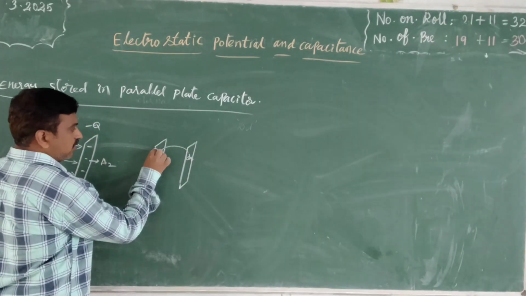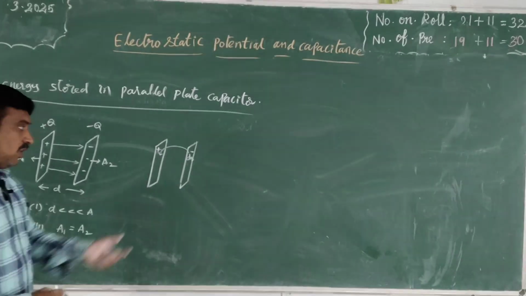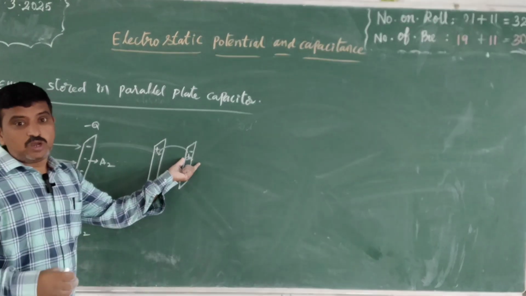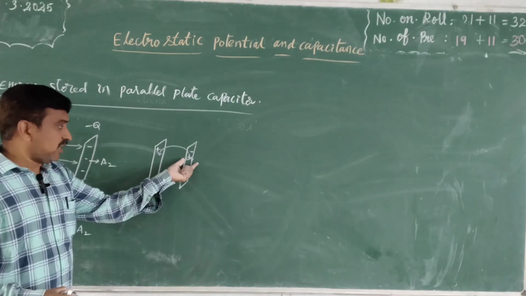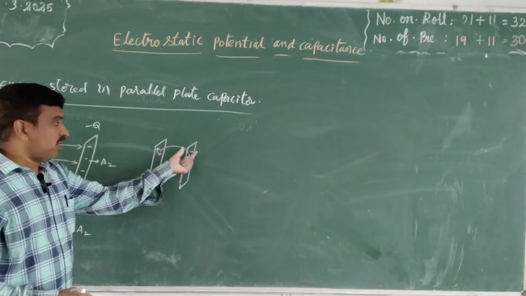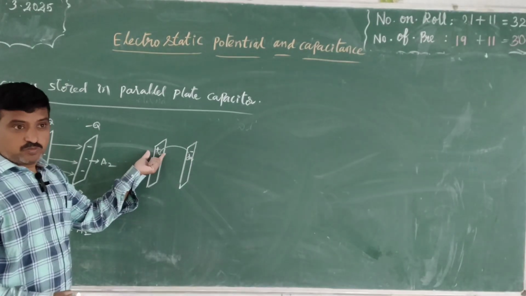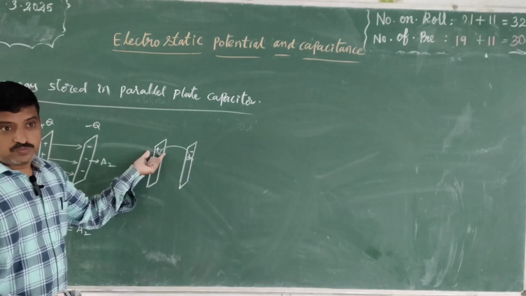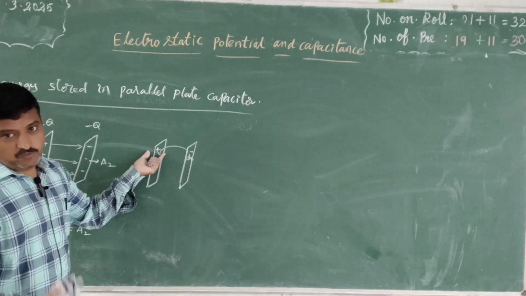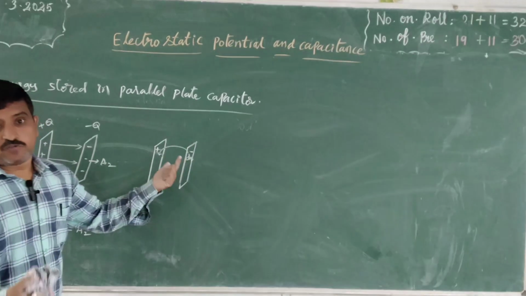What do we get here? Plus charge here, minus here. When we take a dq charge or dq element from the first plate to the second plate, what happens? Here it gets negative, here we get positive. Positive means positive charge, so it has some electric field. Negative charge also has some electric field and electric potential.